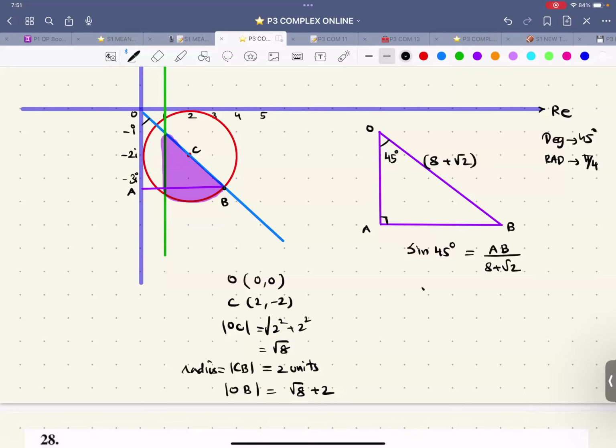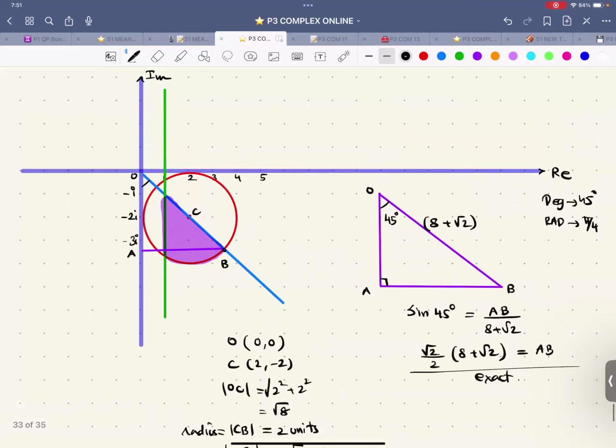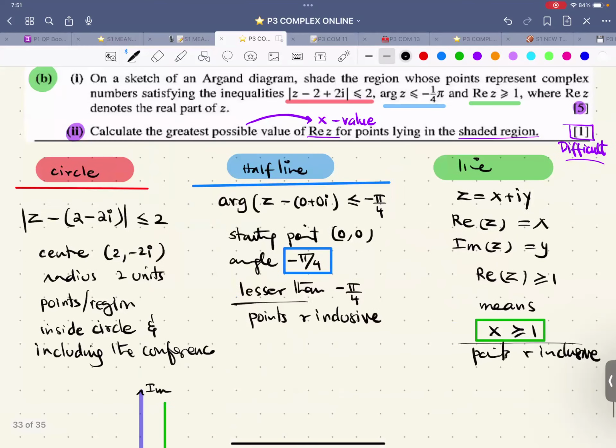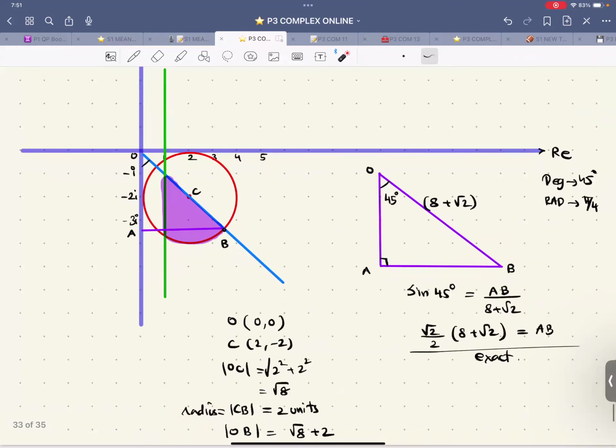Sine of 45 is root 2 over 2 multiplying with 8 plus root 2, that is equals to AB. So either leave the answer in the exact form or leave the answer in decimals. They are least bit concerned. That is the greatest possible value of real part of Z. Just have a good look at it.